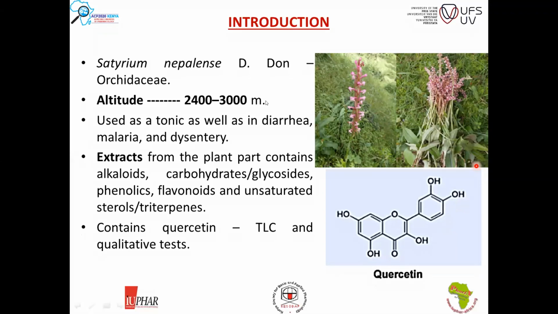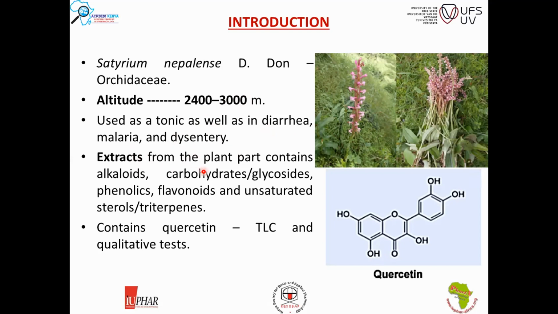Okay, so good evening, everyone. I am Prakash Mishra, going to present my research work entitled HPTLC Method Development for Quantitative Determination of Quercetin in Asterium nippellens tubers. Asterium nippellens is a medicinal herb which contains quercetin in its tuberous part. The plant grows in the Himalayan region of India, China, Nepal, and Bhutan. In Uttarakhand, India, it is found at an altitude of 2,400 to 3,000 meters.